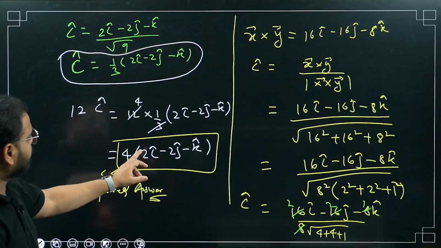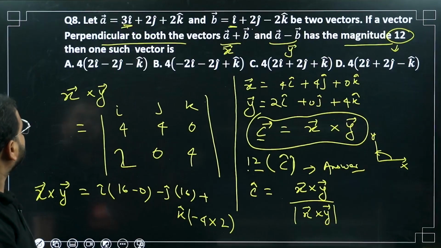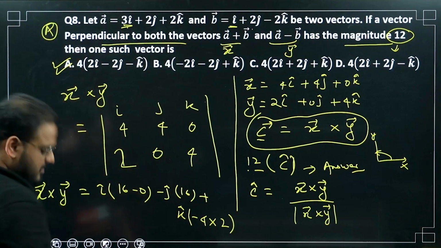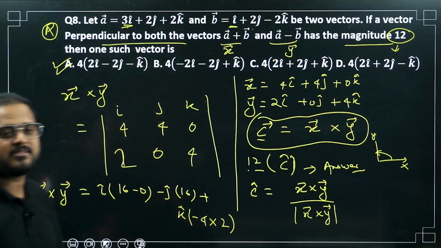2i cap positive, 2j and 2k negative. Okay, which option is this? Option A only. Please check. Is any other option like that? No, sir. Option A is the correct answer. Please have a look.